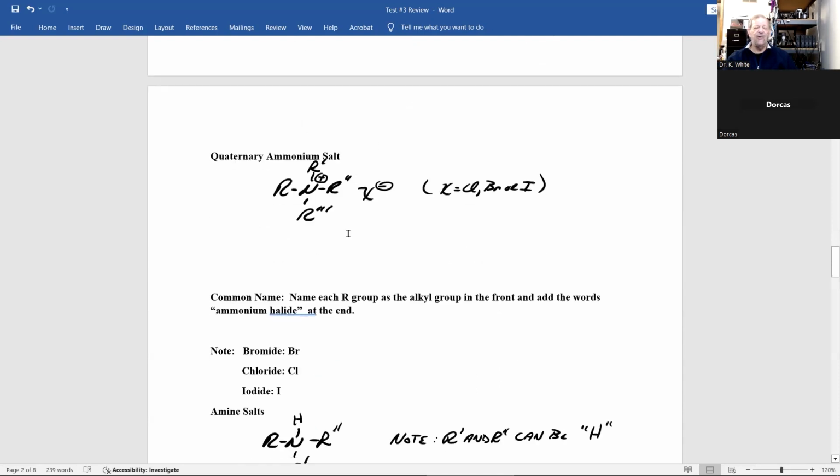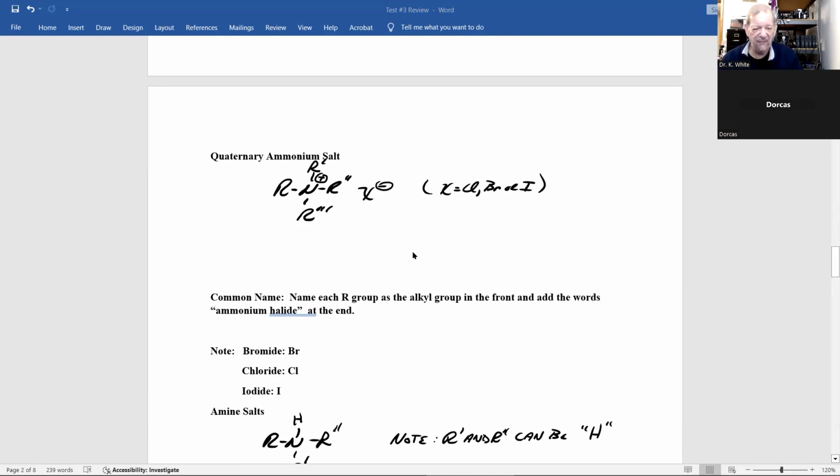All right, now, when you have 4 groups on a nitrogen, 4 alkyl groups, they can be the same or different, and it's got a plus charge. Therefore, since all molecules have a net zero charge, you need an anion. For this class, I'll stick with the halogen anions, X, chlorine, bromine, iodine. This is a quaternary ammonium salt. And Dr. White has, I think, 4 or 5 US patents on quaternary ammonium salts that I invented. So they're near and dear to my heart.